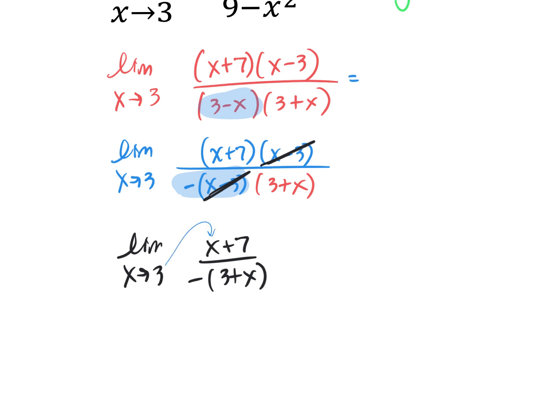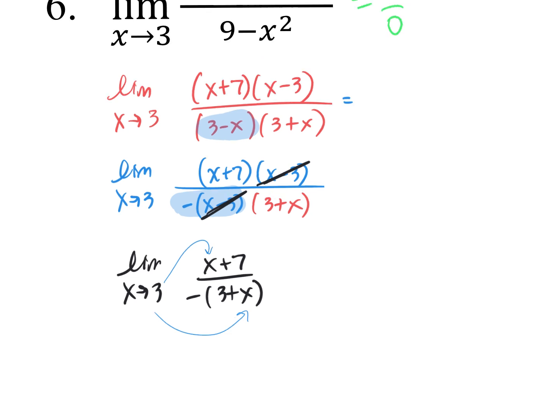If I plug that 3 in now for my x, did I mess up, bud? When I plug this 3 in now, what do I get on top? 10 over negative 6. Final answer, what could we simplify that to be? Negative 5/3.